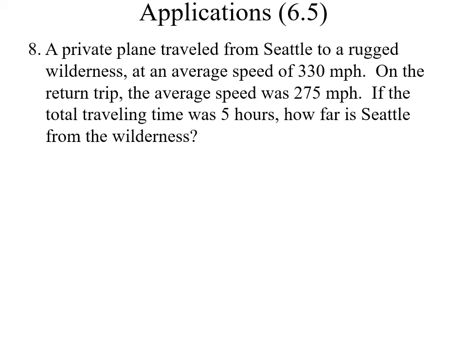First of all, we have a private plane that's traveling from Seattle to somewhere out in the rugged wilderness, and that plane is traveling at an average speed of 330 miles an hour. Going backwards back to Seattle, it's going 275. It must have a headwind going the other way because it's not going quite as fast. The total traveling time was 5 hours. So how far is Seattle from the wilderness?